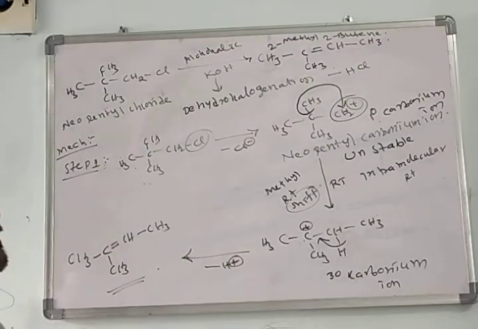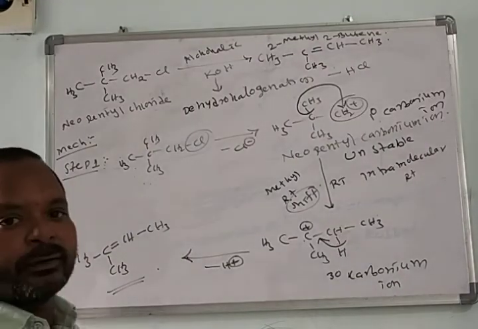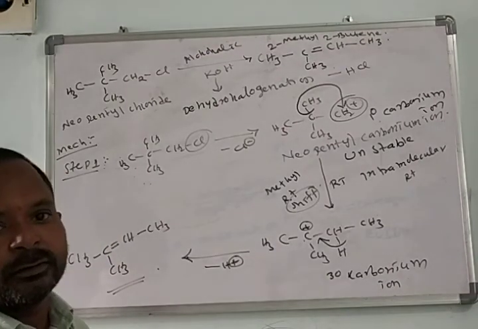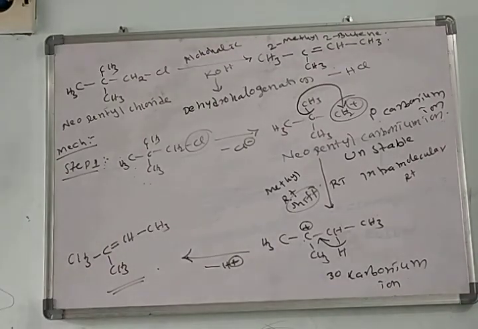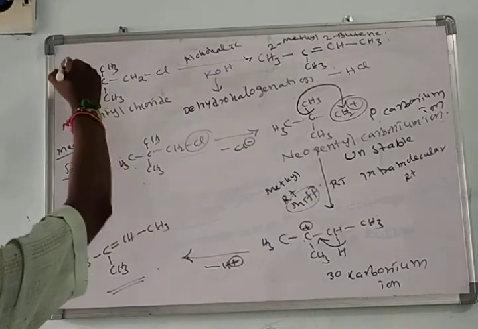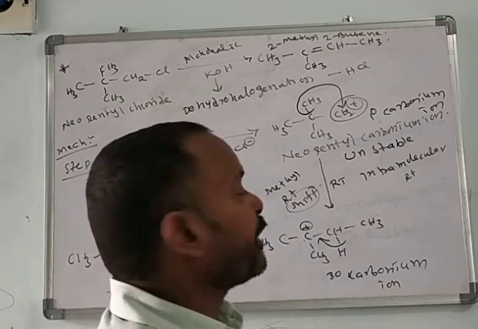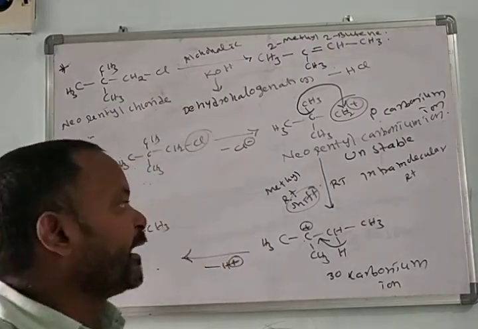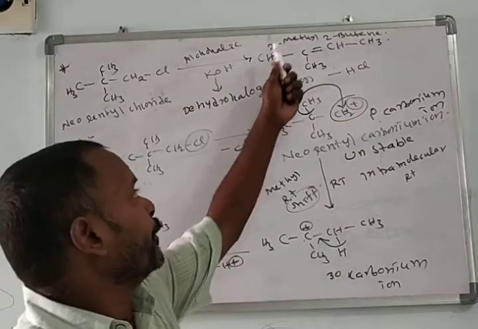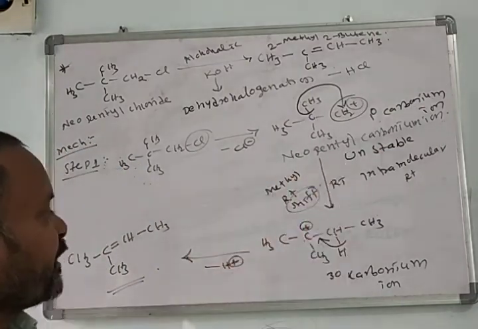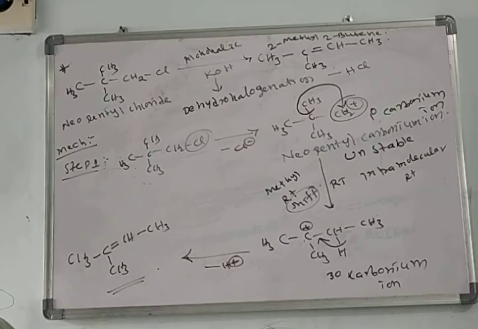2-methyl 2-butene. This is the one important question, observed in a previous NEET question paper. This type of rearrangement is also observed. What is the product of the dehydrohalogenation of neopentyl chloride? 2-methyl 2-butene is the product. This is the mechanism for the formation of 2-methyl 2-butene. Thank you.